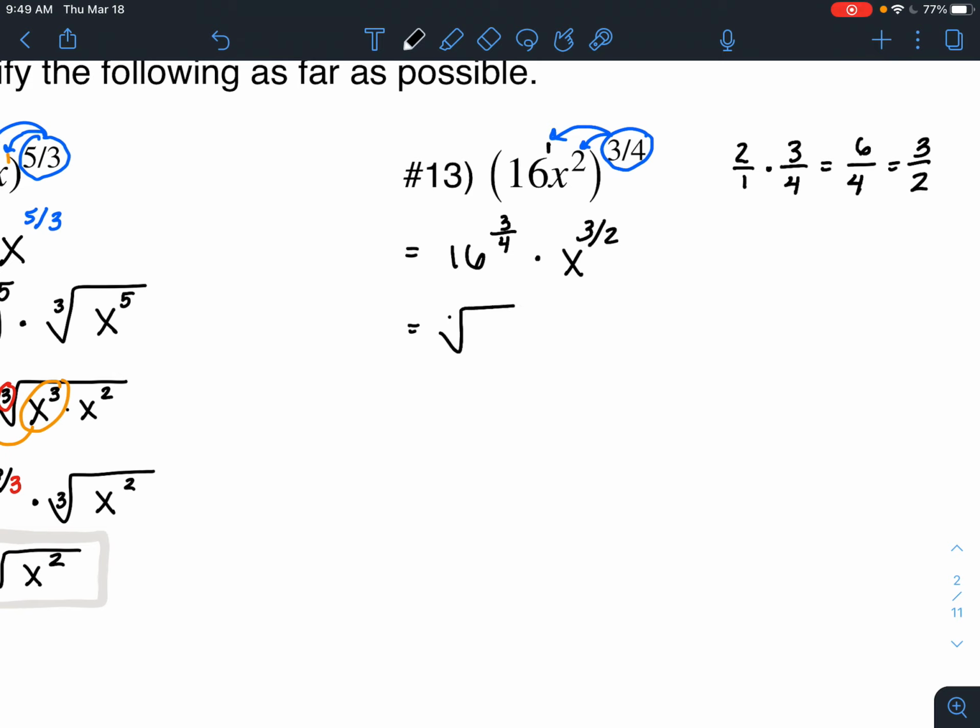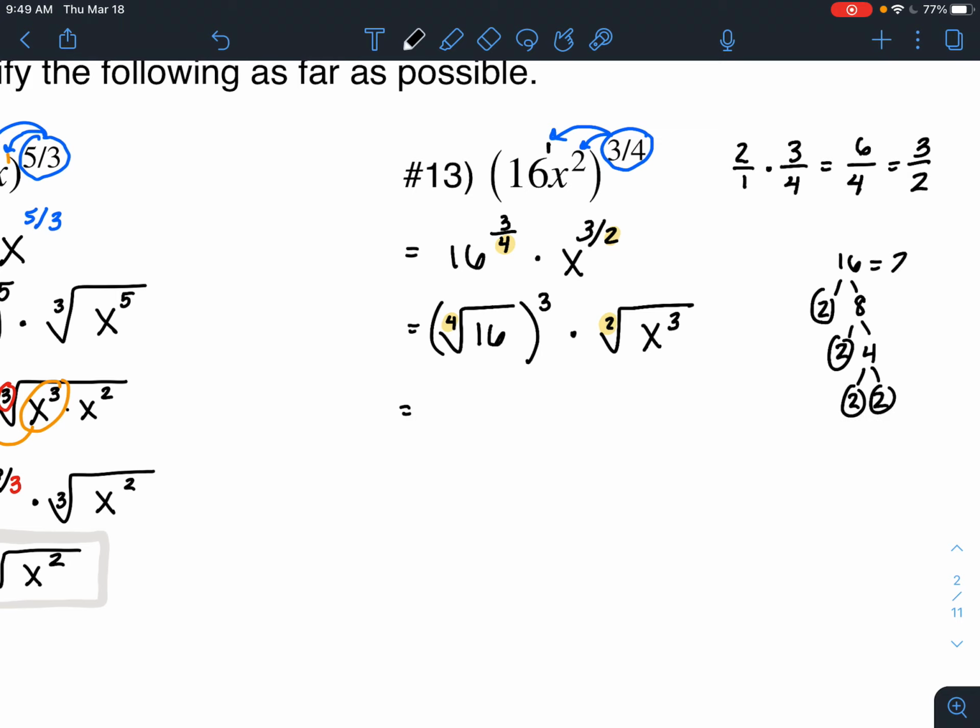So then here I have the 4th root of 16. I'm going to leave that cubed on the outside. And then here I have a square root of x cubed. So these denominator numbers are just becoming our indexes. There's that invisible index of a 2 here. Now 16 is equal to 2 times 8, which is equal to 2 times 4, which is the same as 2 times 2. So 16 is 2 to the 4th. That means the 4th root of 16 is equal to 2. So we're going to have 2 cubed in here.